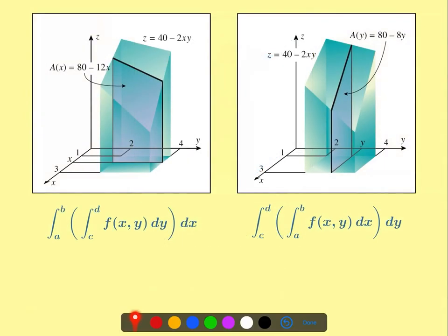So these were the two double integrals we got. One, you have dx on the outside here, and one you have dy on the outside. And on the inside you have the opposite, you have a dy and a dx. But we can get rid of the parentheses, and this is how we would write our double integral, either in terms of dy dx or dx dy.